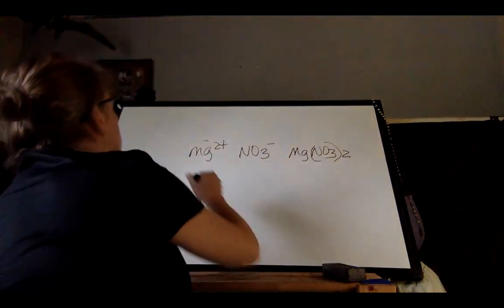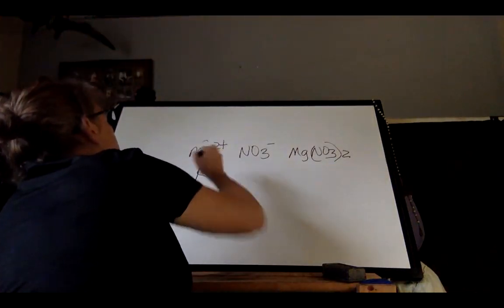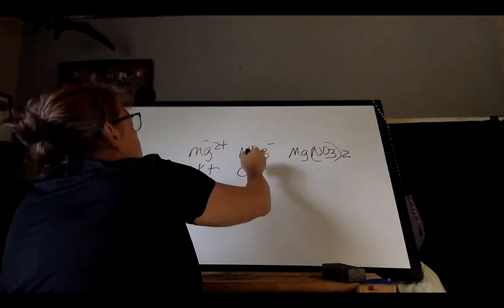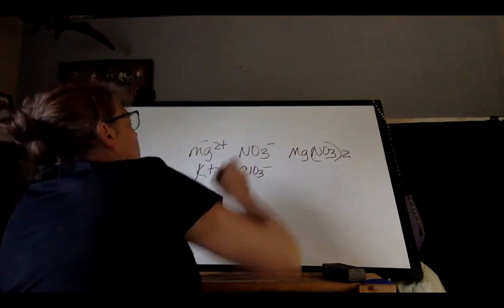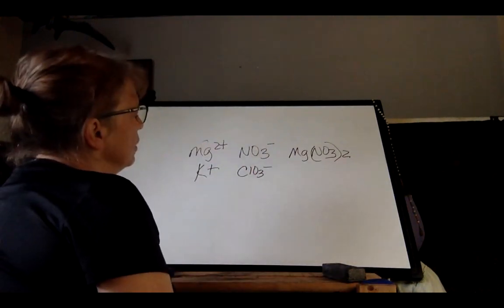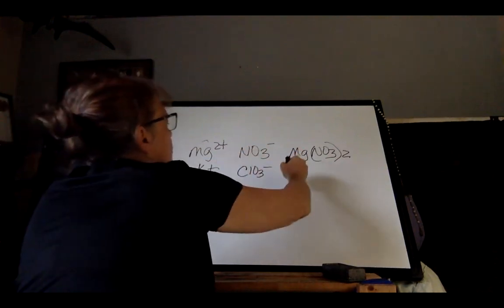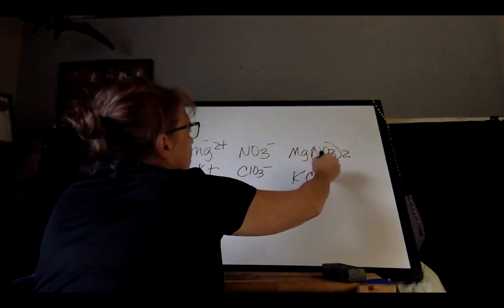Potassium chlorate. Potassium has a +1 charge because it's in group 1. Chlorate is ClO3, and it has a negative charge. So this whole thing has a single negative charge, so it would just be KClO3.